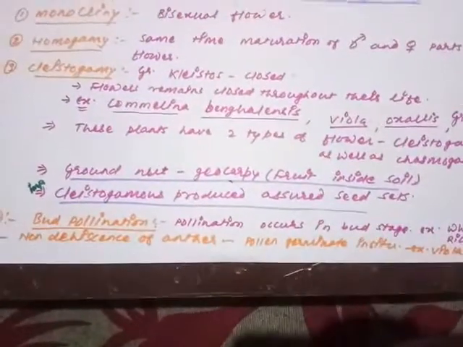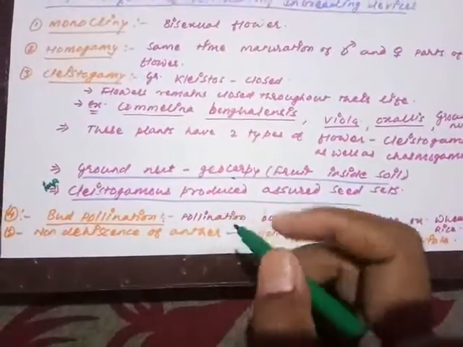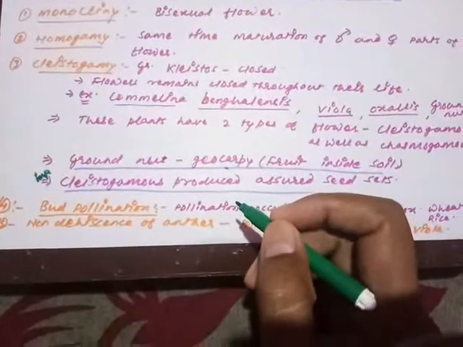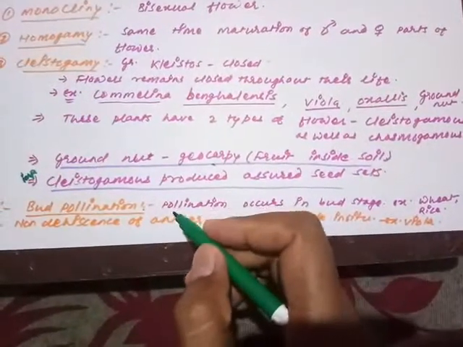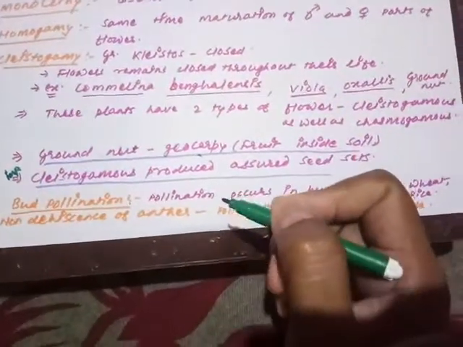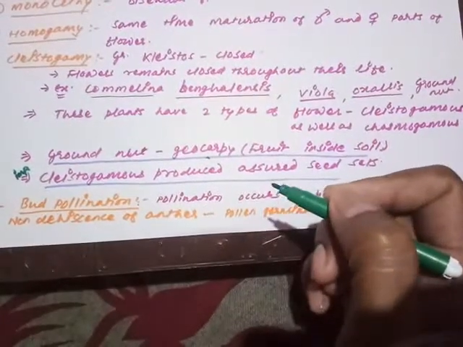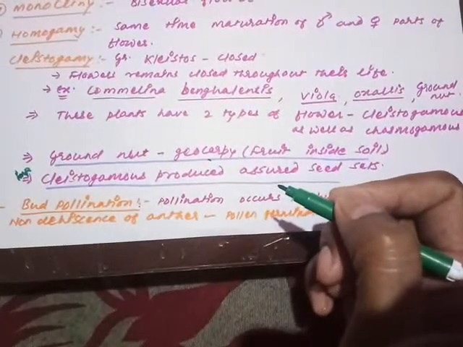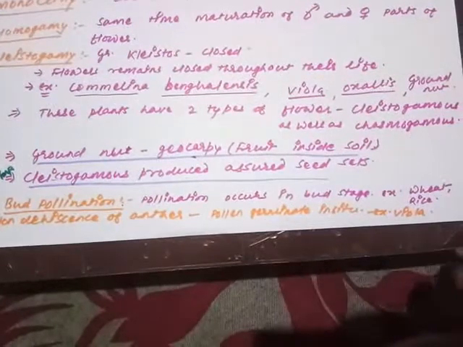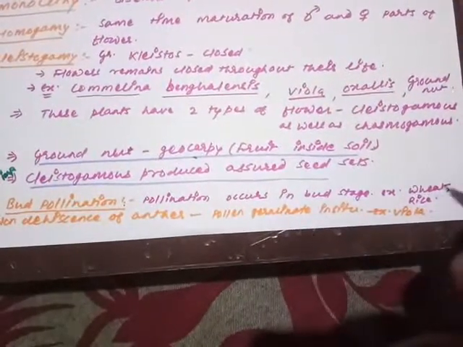Now the next type of adaptation, the next type of device adopted by plants to ensure self-pollination, is bud pollination. Bud pollination, very simple. Bud pollination means when the pollination process occurs in the bud stage only. The examples for bud pollination are wheat, rice, etc.